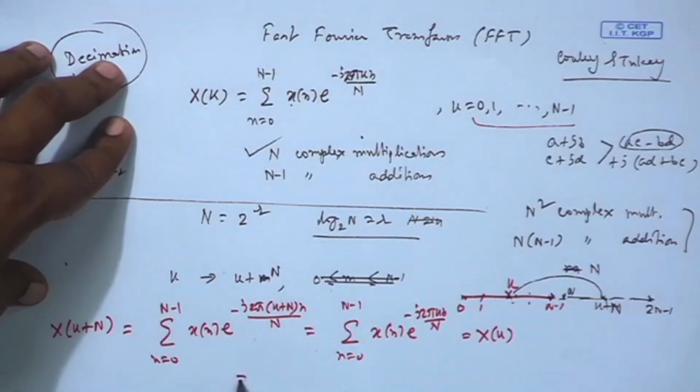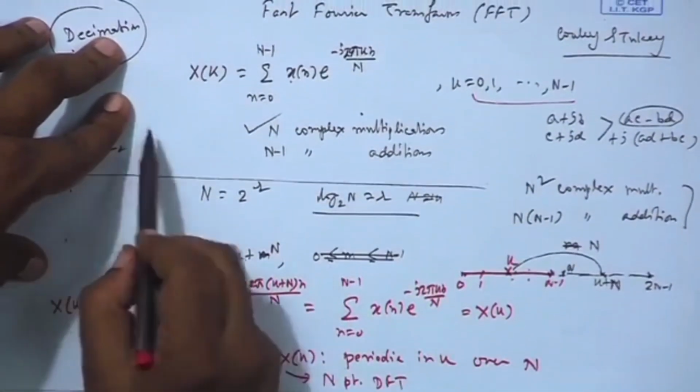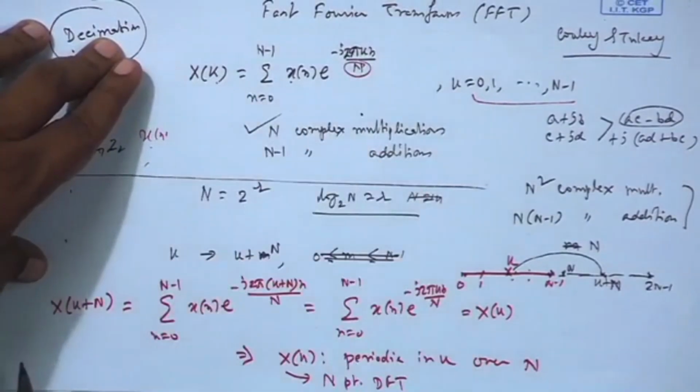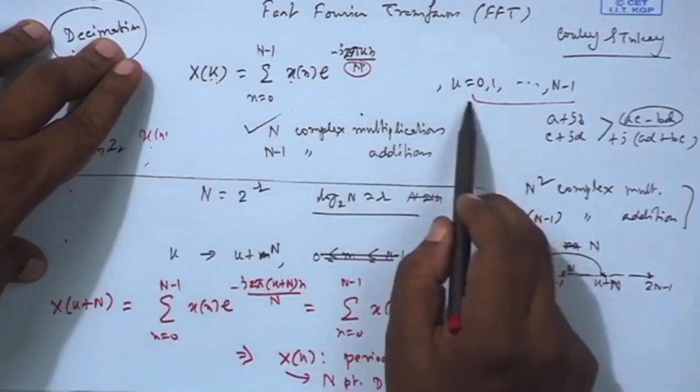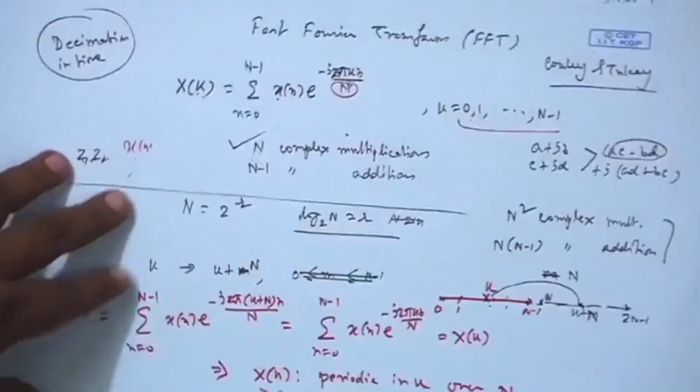So that means X[k] is periodic in k over N, where X[k] is an N point DFT. Remember, the original length of the sequence x[n] was capital N, I took its N point DFT, and small k also ranges over 0 to N minus 1. That N point DFT is periodic in k over a period capital N. These two facts I will use.